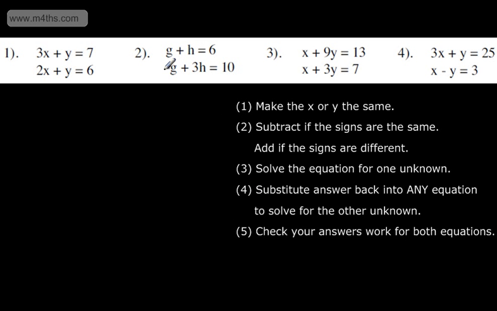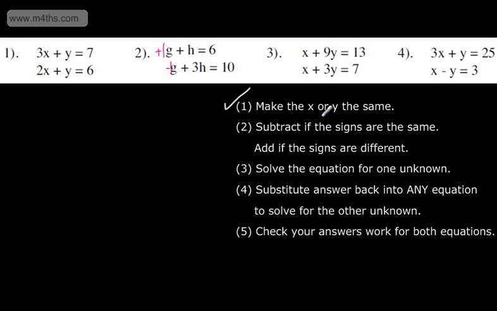Okay, let's look at question 2. So this time, instead of x and y, we've got g and h. It doesn't matter. These are just 2 unknowns or variables. If I look at the moment, I can see that the value of the coefficient, or the number in front of g, is the same. It's 1 and 1. I've got plus 1g, minus 1g. So make x or y the same. Well, that's already done, so we can tick that off.